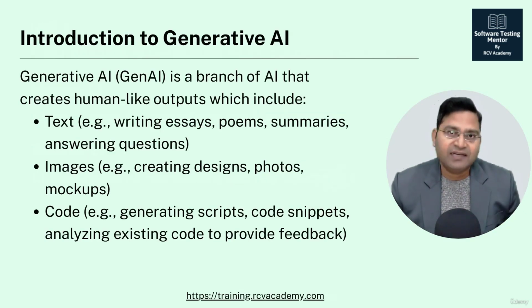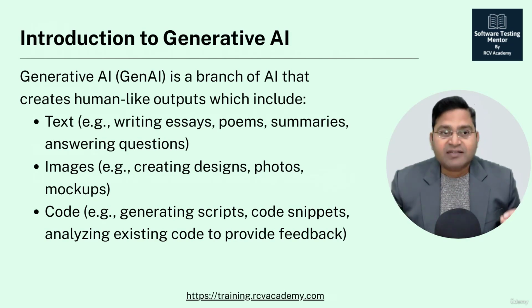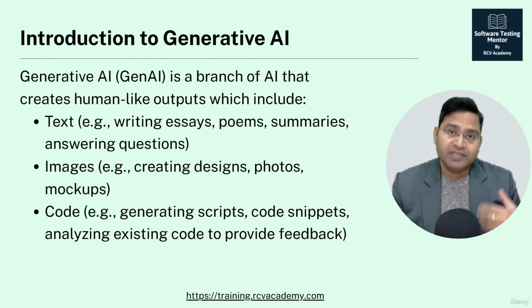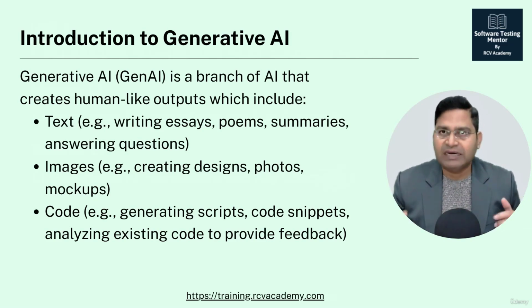Now what exactly is generative AI or Gen AI? Gen AI is a branch of artificial intelligence that completely focuses on creating human-like outputs, for example writing text, essays, poems, summaries, answering questions. Generative AI generates text as a human being can think and write an essay or a poem, or answer questions.